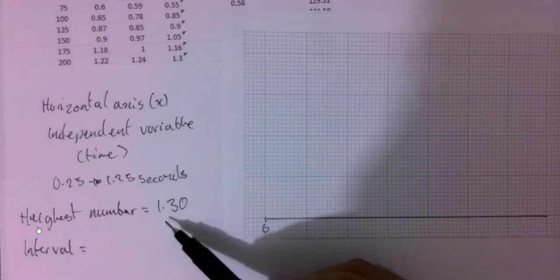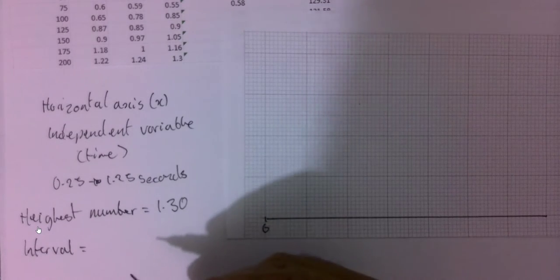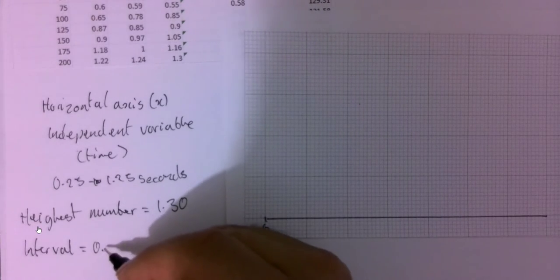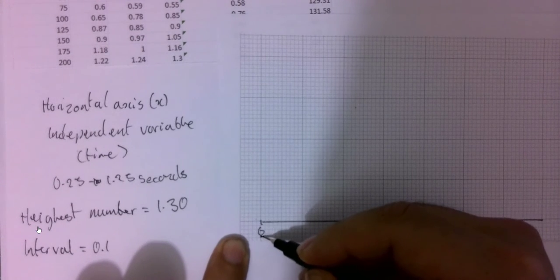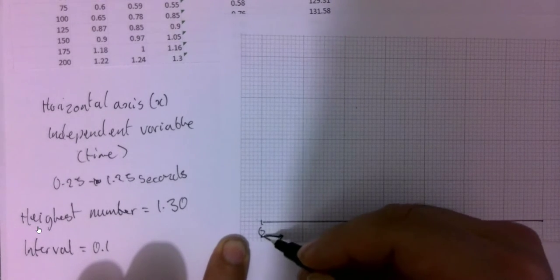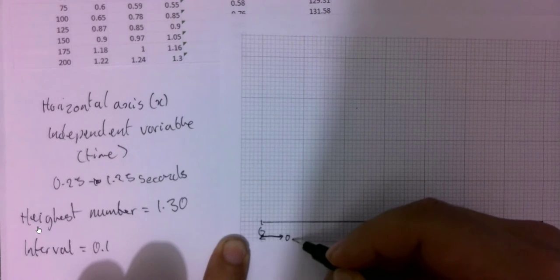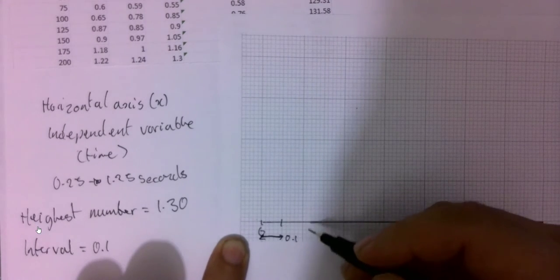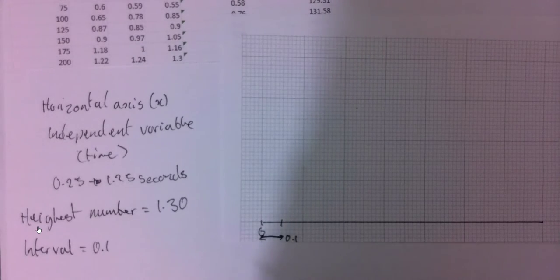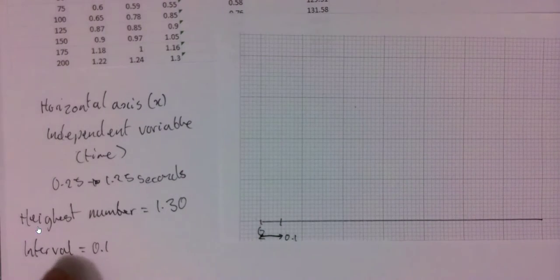Okay, here we can see we're going to go up to 1.3, so we need some kind of decimal. So we'll try an interval of 0.1. Okay, so what that's saying is from the 0 point to this point here, it's going to be equal to 0.1, and I'm going to go up by those intervals. So that's going to be 0.1, that's going to be 0.2. Okay, now let's see how we can figure out how many intervals I'm going to need in total.